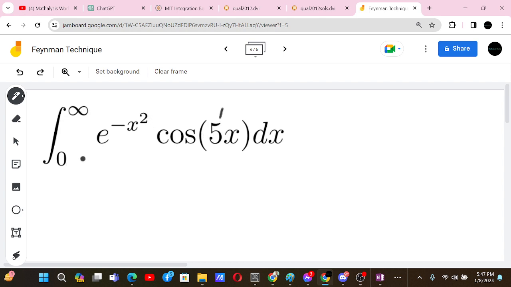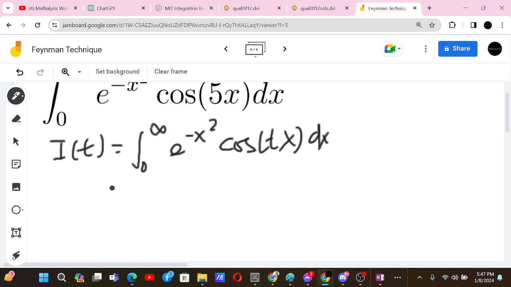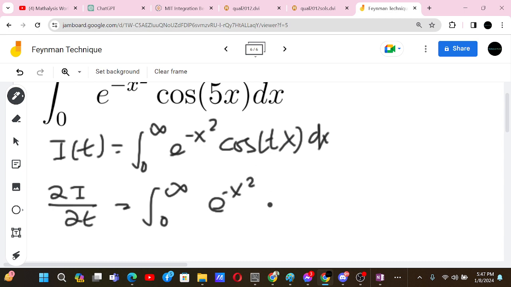So we introduce I of t as the integral from 0 to infinity of e to the power minus x square cos of tx dx. Now when we differentiate, we will get the integral from 0 to infinity of e to the power minus x square, and this will be minus sine tx, and then times x dx. So now we can integrate.